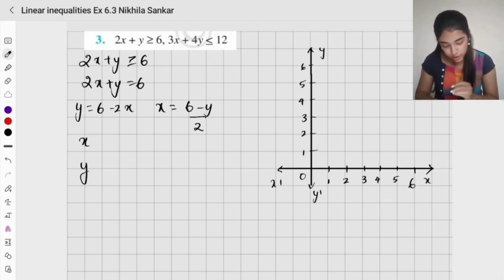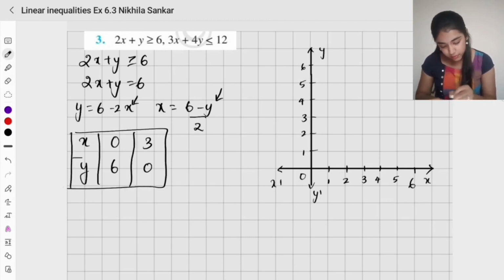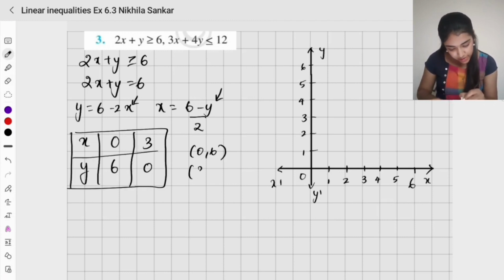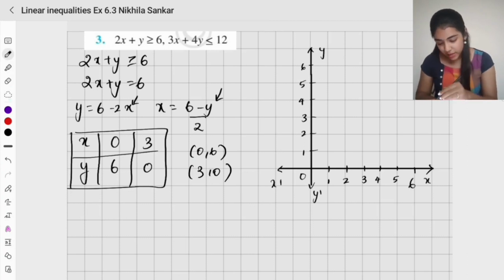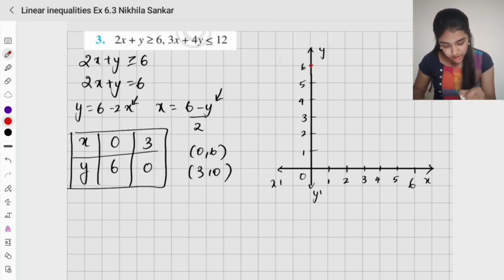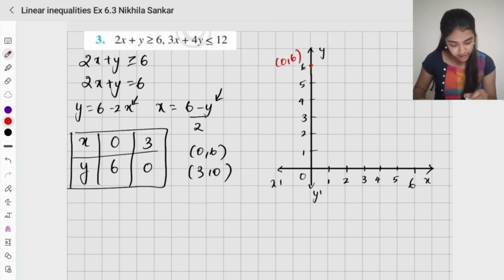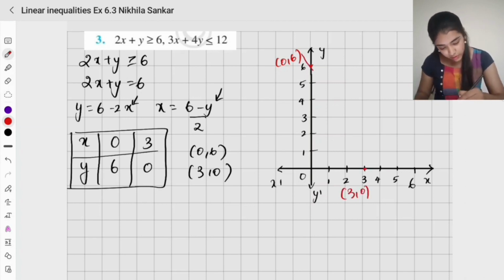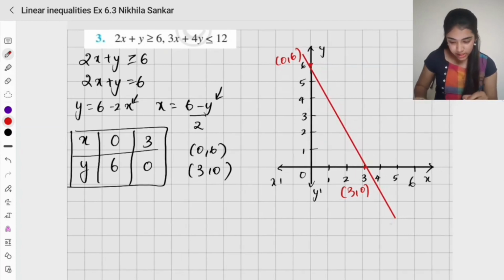Now if we substitute values for x and y, when x is equal to 0, y is going to be 6. When y is equal to 0, x is going to be 6 divided by 2, which is 3. So what will the solution set be? 0, 6 and 3, 0. It is a slack inequality, so this is going to include the line also. So 0, 6 is over here, and 3, 0 is over here. So how does the graph look? It is going to be a straight line. So this line is 2x plus y equals 6.